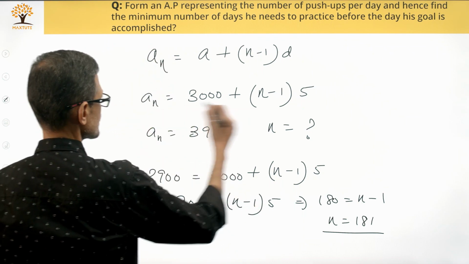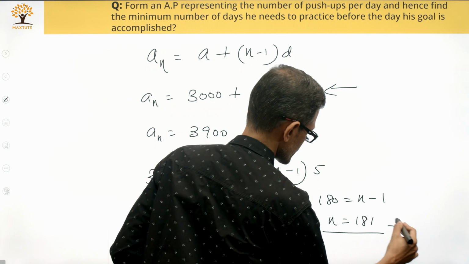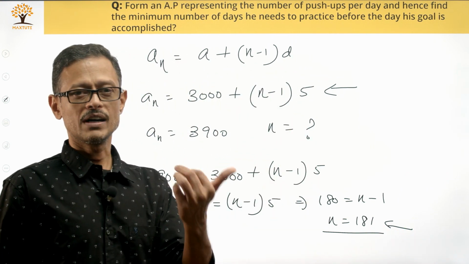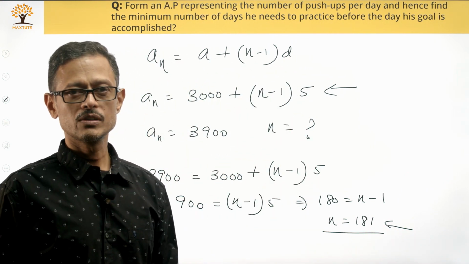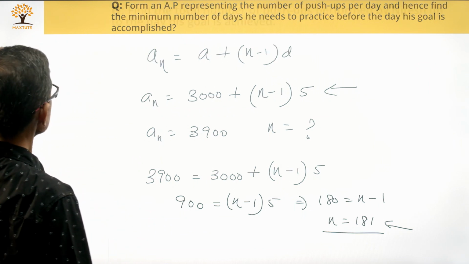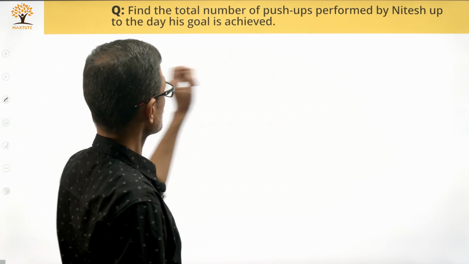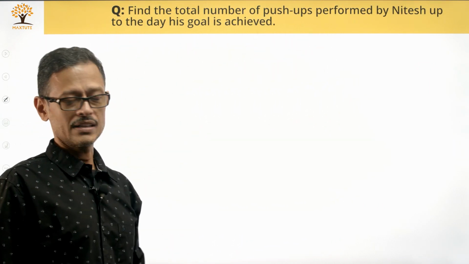So part 1 is this and part 2 is this. If you do these two things, you get marks for part 1 of this question, right? Let's look at the second one. Find the total number of push-ups performed by Nitesh up to the day his goal is achieved, right?